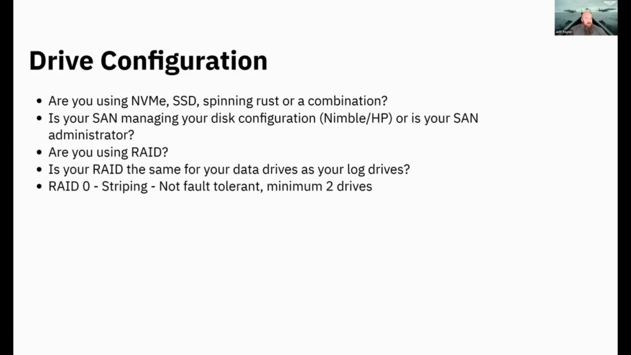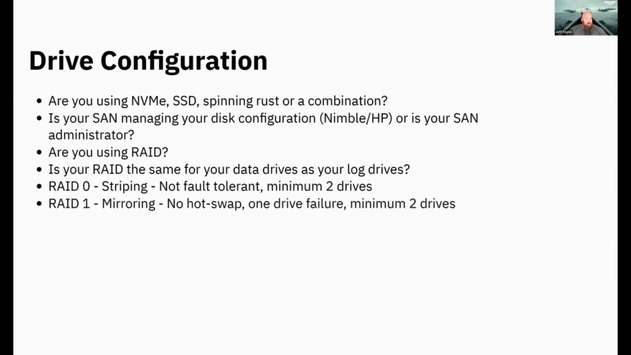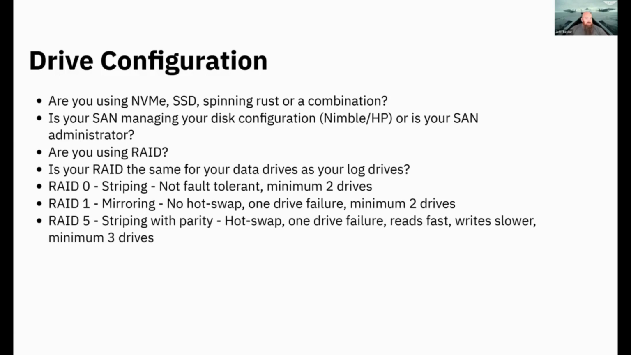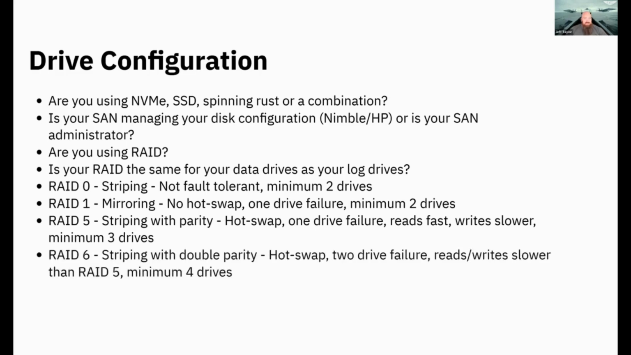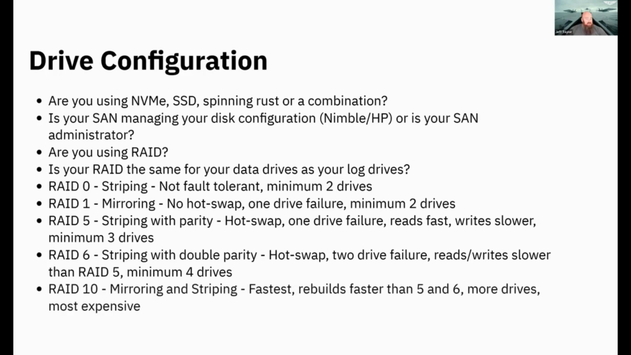RAID 0, striping, not fault tolerant. RAID 1, mirroring, no hot swap. RAID 5 is probably the best for data as far as performance goes, and this applies to both spinning disk and SSDs if you're managing this yourself. RAID 6, I'd recommend staying away from if possible. It's a little more redundant, but it's definitely slower than RAID 5. RAID 10, very fast, has mirroring and striping. Rebuilds faster, but obviously because it's double the disks, it's more expensive, right?